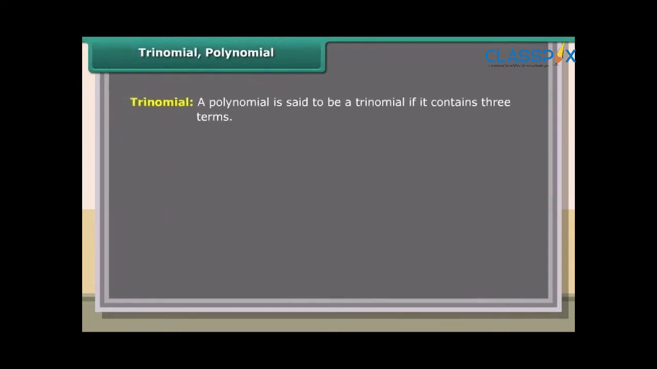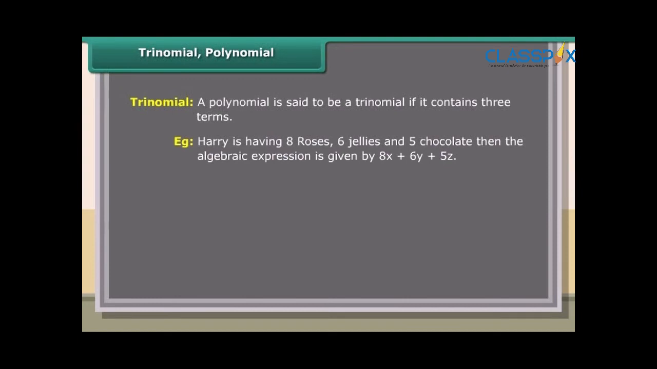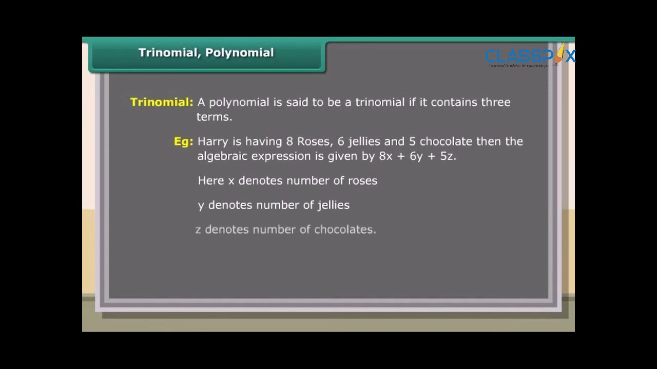Trinomial: a polynomial is said to be a trinomial if it contains 3 terms. For example, Harry is having 8 roses, 6 jellies, and 5 chocolates, then the algebraic expression is given by 8x plus 6y plus 5z. Here x denotes the number of roses, y the number of jellies, z the number of chocolates. 8x plus 6y plus 5z is a trinomial which contains 3 terms.